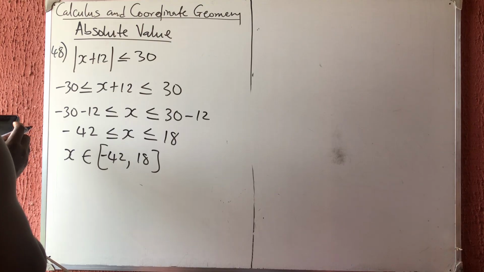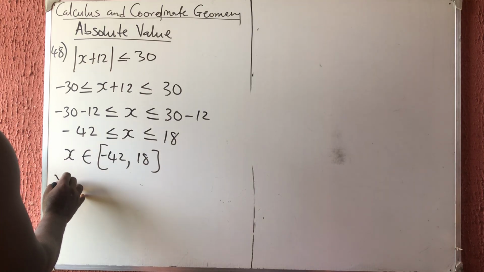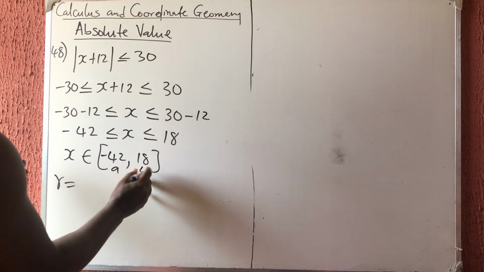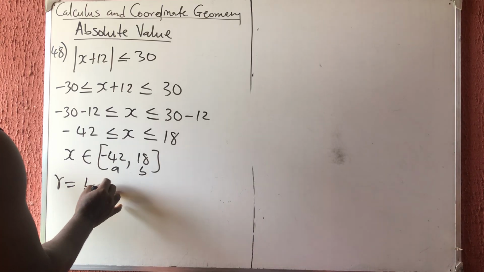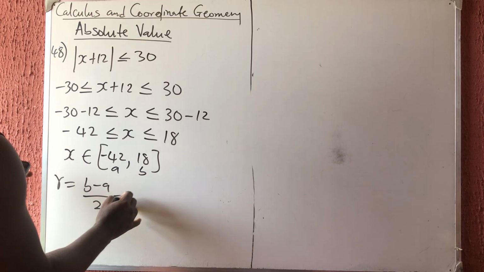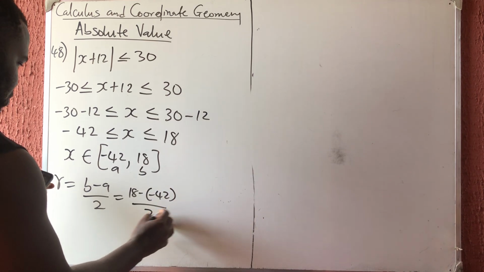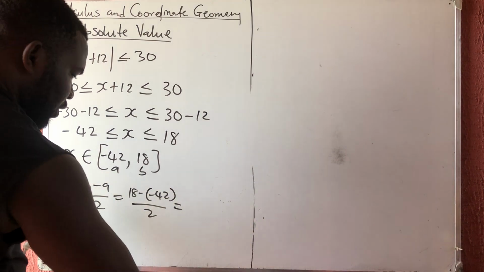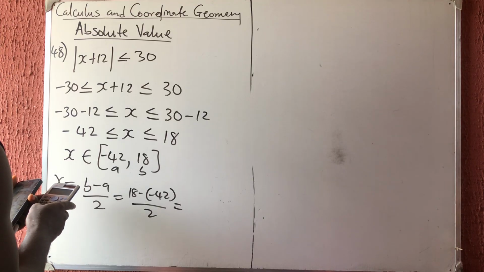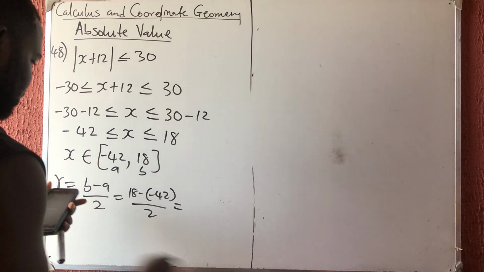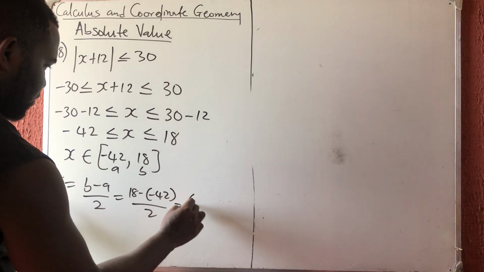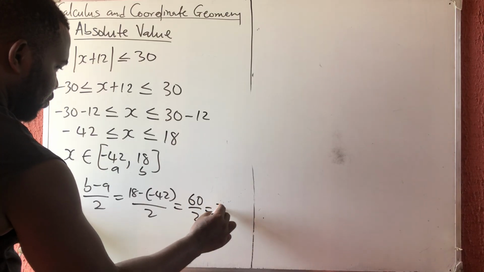Question number 48 said we should find the radius and the center. So the radius r, this is my a and b, is a distance, so we say b minus a over 2, which is 18 minus minus 42 over 2, which will give you 18 plus 42. 18 plus 42 is 60. So 60 divided by 2, which is 30.